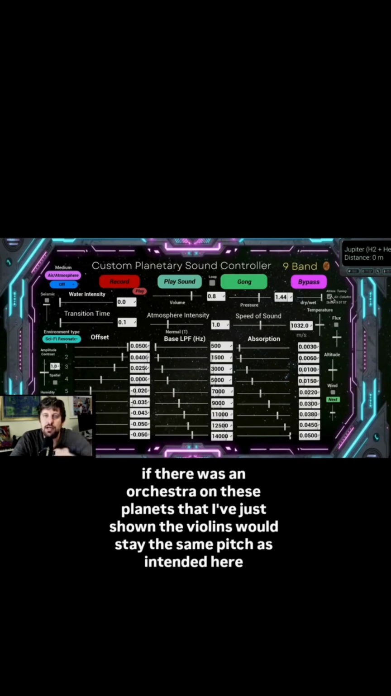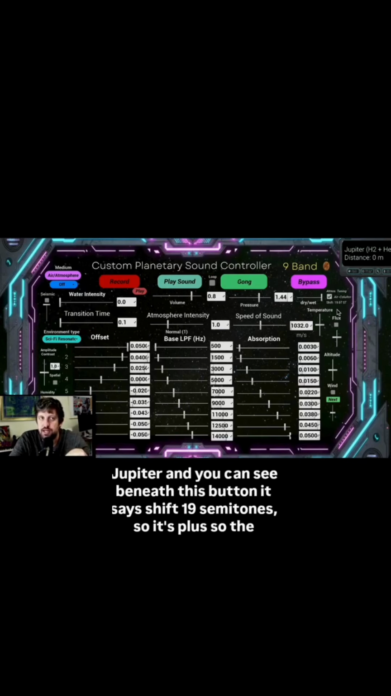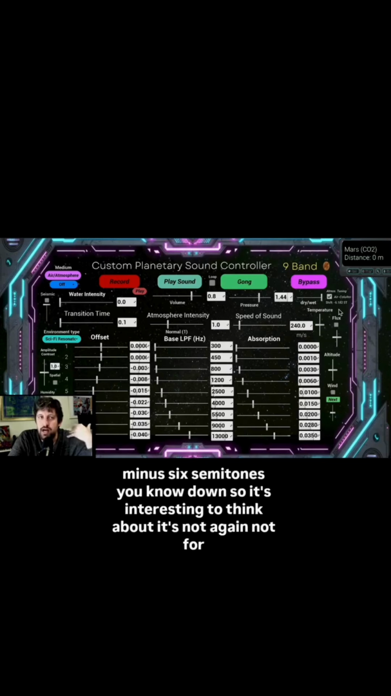If there was an orchestra on these planets that I've just shown, the violins would stay the same pitch as intended here on Earth, but the woodwinds would have these different pitch shifts. So right now we're on Jupiter, and you can see beneath this button it says shift 19 semitones. So it's plus. So the sound on Jupiter with an air column instrument would be 19 semitones up, whereas on Mars the clarinet would be minus 6 semitones down. So it's interesting to think about.